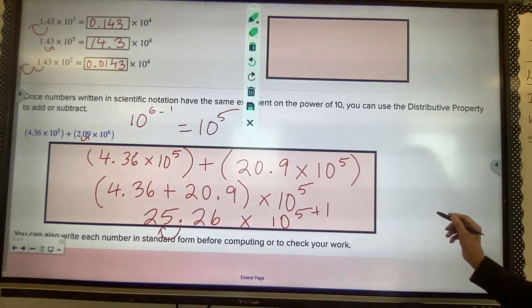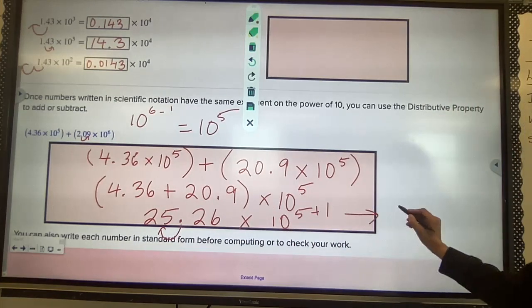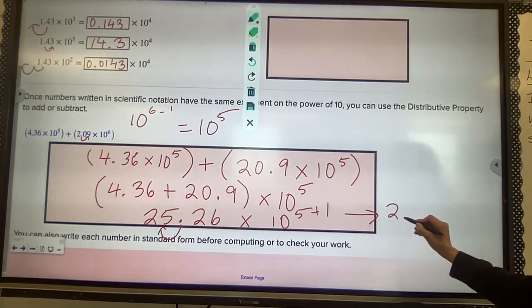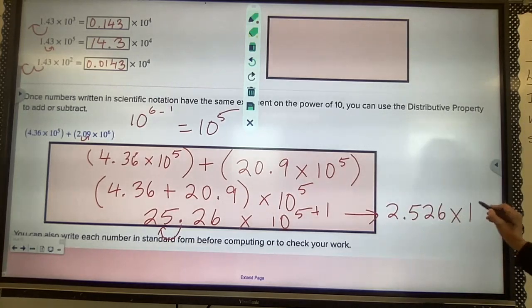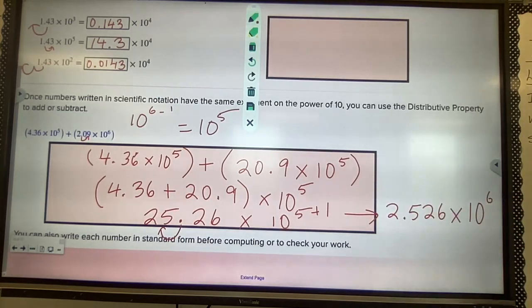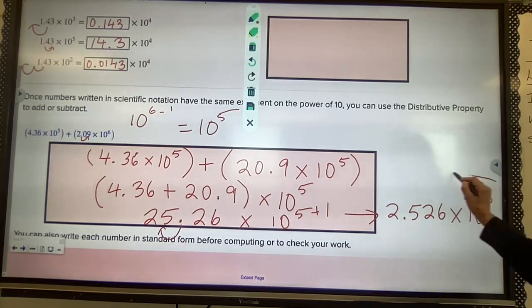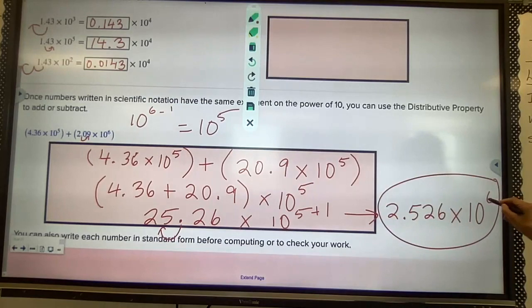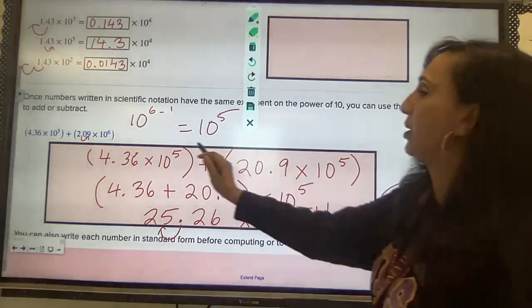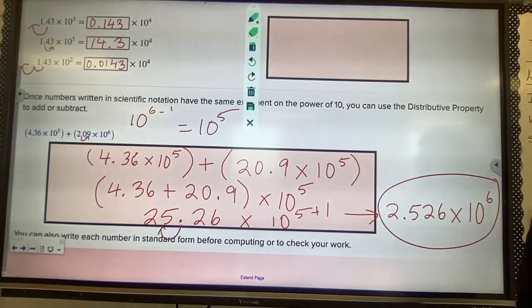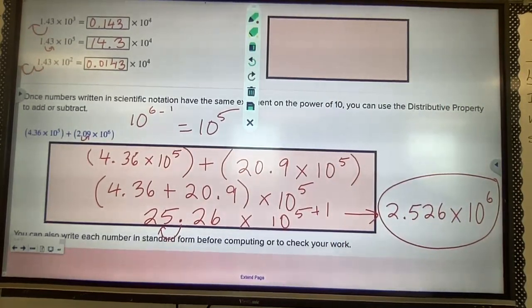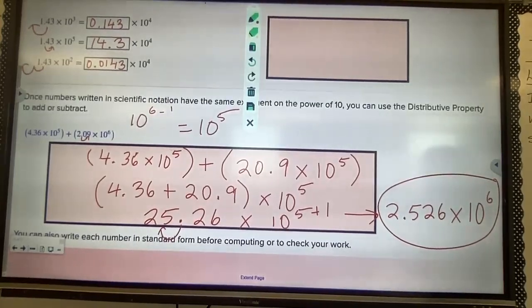Okay. And so my final answer is 2 and 526,000 times 10 to the sixth power. Okay, so this is my final answer of adding. So remember to always change the 10 raised to a certain power to the same power, and then after that it becomes very simple to compute. Let's do one last.